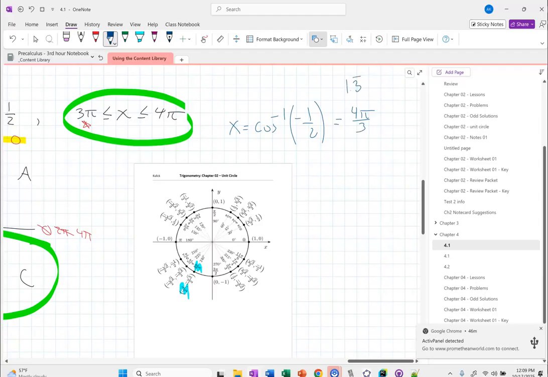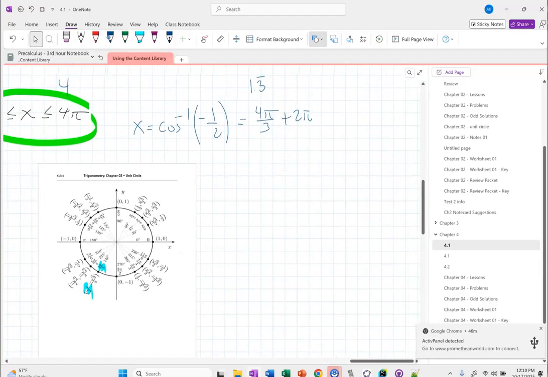So this is like 1.3. Is that between 3 and 4? No. Is it too big or too small? Too small. So what should I do to it? Add 2 pi.